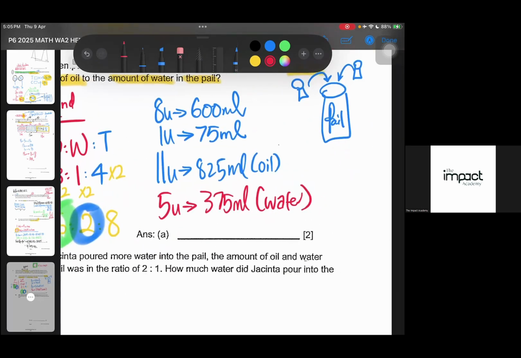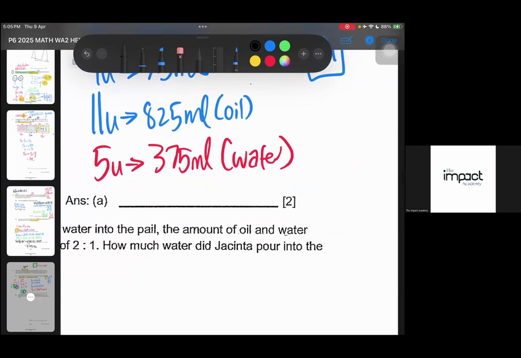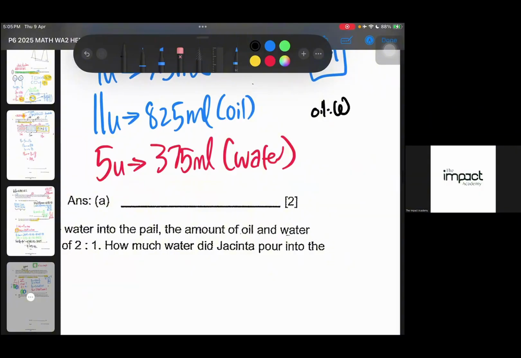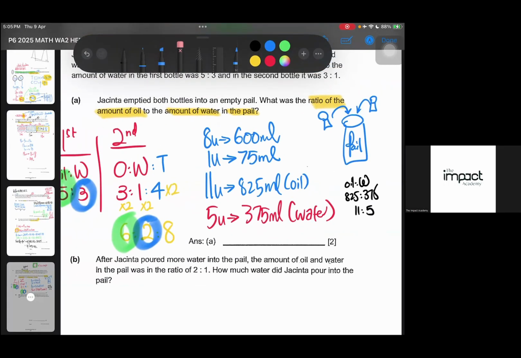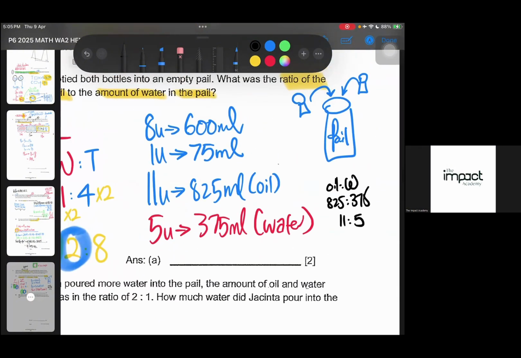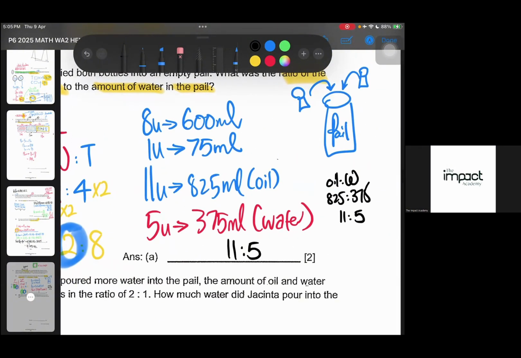The question wants us to express it in ratio, so oil is to water. We got 825 is to 375. We'll then get 11 is to 5. From here itself, it's pretty obvious to you. The ratio for oil is to water has to be 11 is to 5.